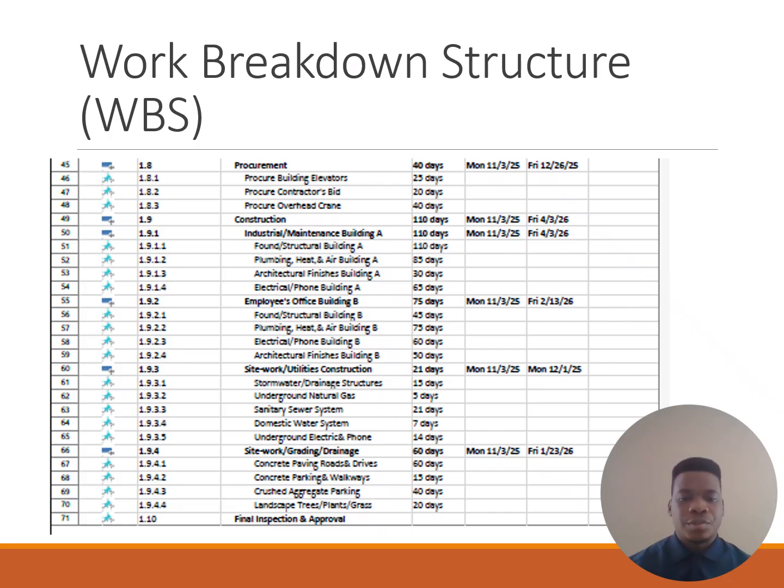This is just the continuation of the work breakdown structure. I couldn't fit it all in one slide, and I hope it's visible enough. But I think it should be readable on the MS Project file.